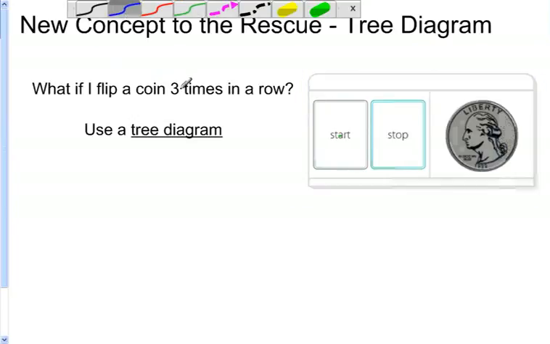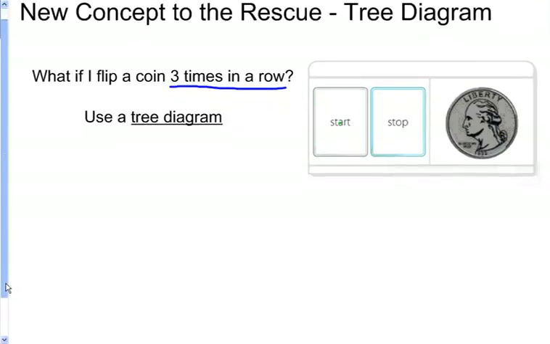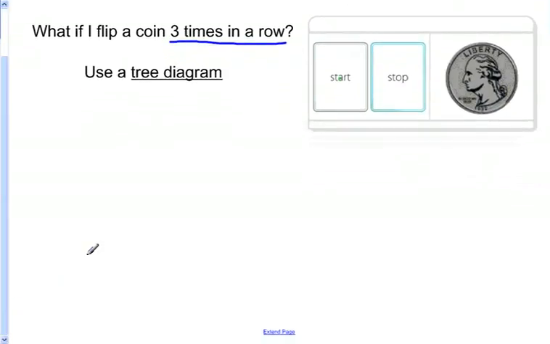But this problem is asking me to look at what if I flip a coin 3 times. The key is 3 times in a row. And that's a little bit tougher. I might sit here and try to think about what can happen. I could get heads, heads, heads, heads, heads, tails, heads, tails, heads, and then I might get lost. So there's just this concept of a tree diagram right here. And here's what it looks like. And we'll be doing a lot of tree diagrams in the future. But for now, this is the first time we've done it, so I'll just introduce it to you.